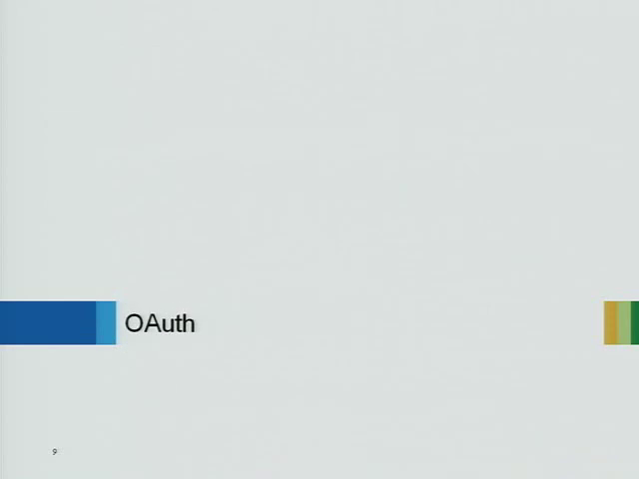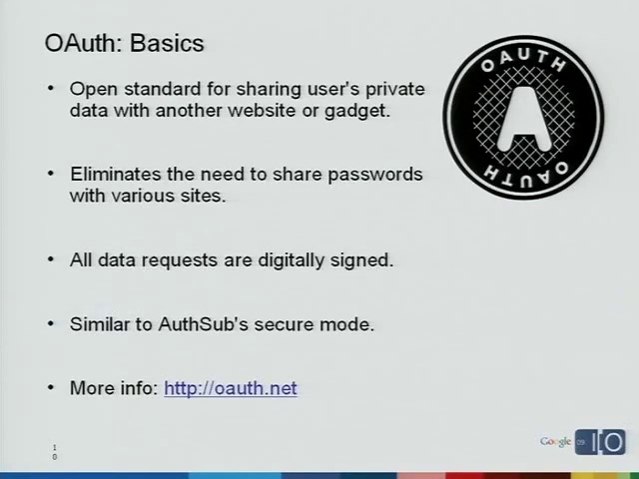I'm going to start by giving a little bit of background into what OAuth is and how it's used in a gadget environment. OAuth is an open standard for sharing users' private data with another website or a gadget. When using OAuth, it eliminates the need to have to share passwords between sites. So if you're iGoogle, I don't have to give my password to iGoogle, who in turn gives it off to another site. Instead, what happens is that I get a token, and this token is used to make all authenticated requests. All data requests are digitally signed. If you're familiar with auth-sub's secure mode, it's very similar to that.